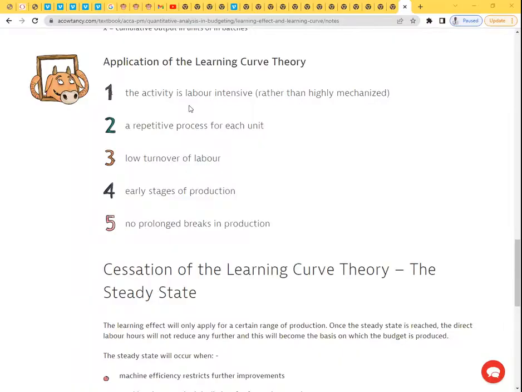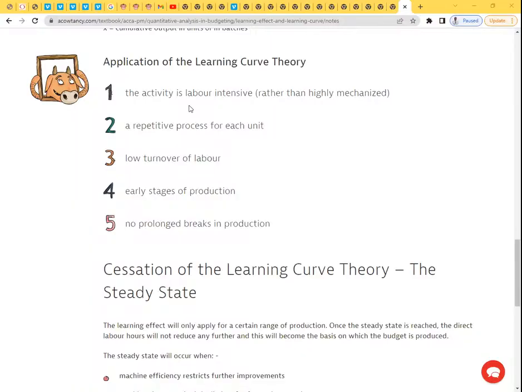Number 2, it has to be a repetitive process for each unit. If I'm producing tables, and tables, I can take advantage of my current learning to improve my future production. Then number 3, the other condition is that the turnover has to be very low.